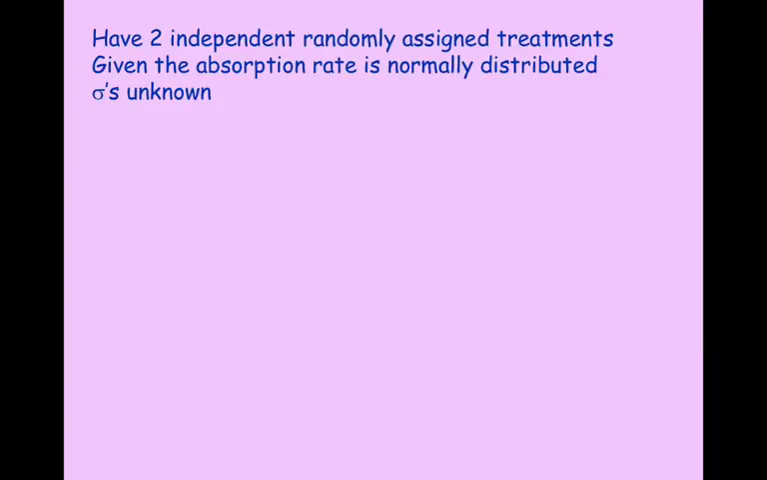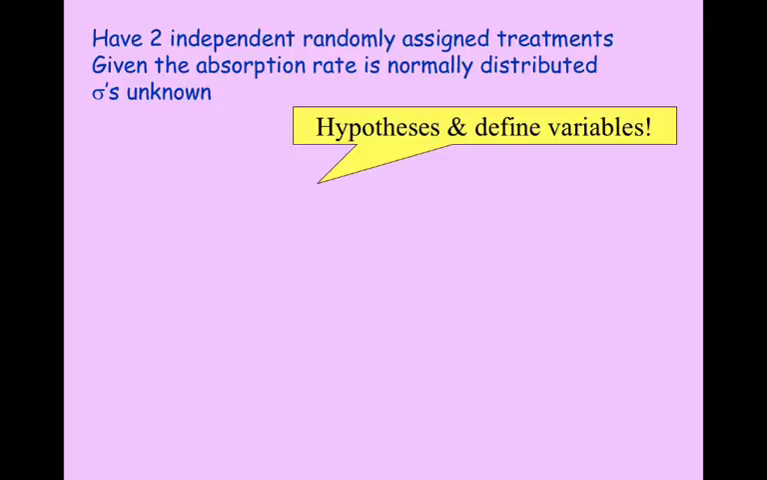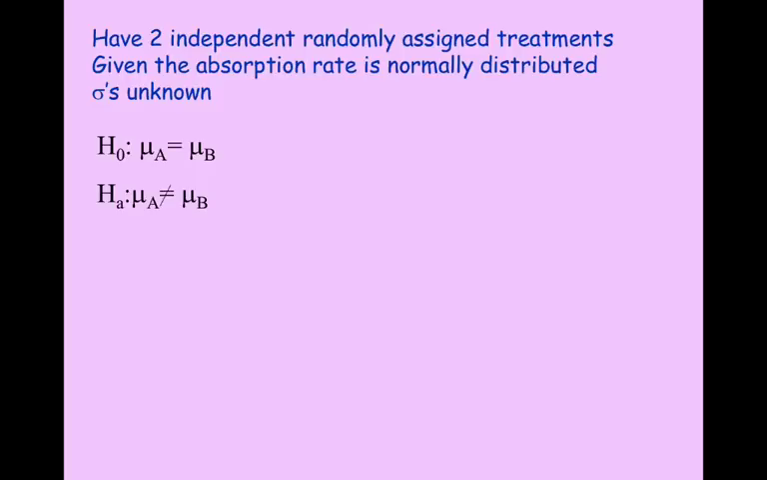We were given that the absorption rate is normally distributed in the stem of the original question, and both of our sigmas are unknown. Now we need to write our hypotheses and define our variables. The null hypothesis is going to be that mean A, brand A, and the true mean of brand B are equal. There's no difference in the drugs. And then we want to know, is there a difference? We didn't specify which works better, so mean A is not equal to mean B. Mu A is not equal to mu B.